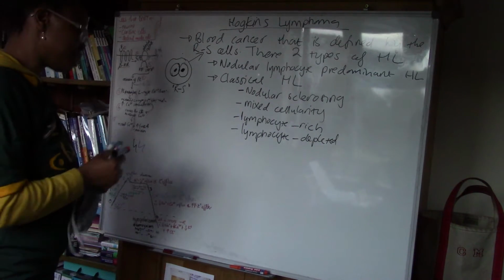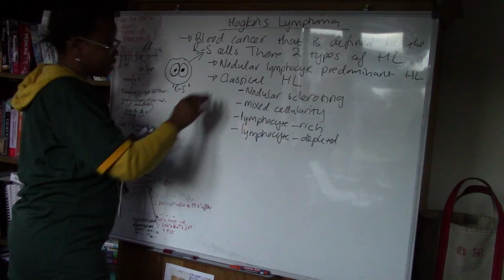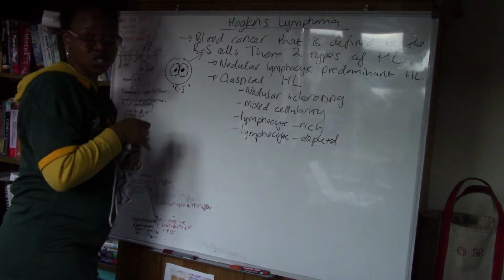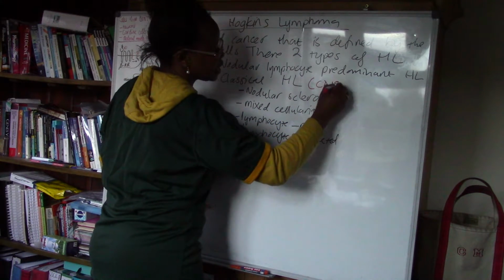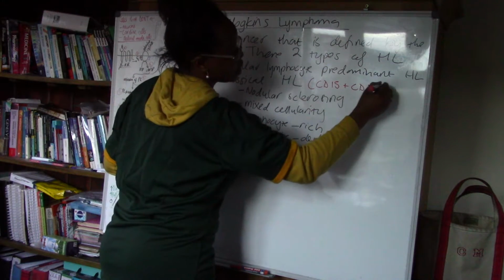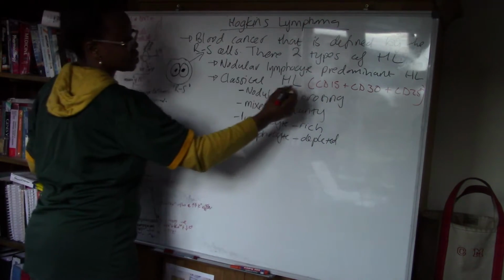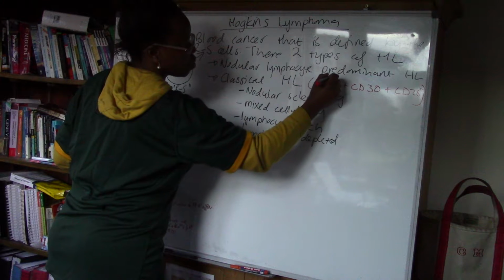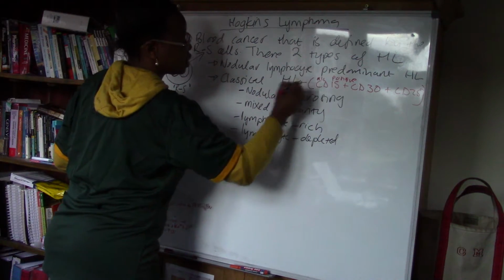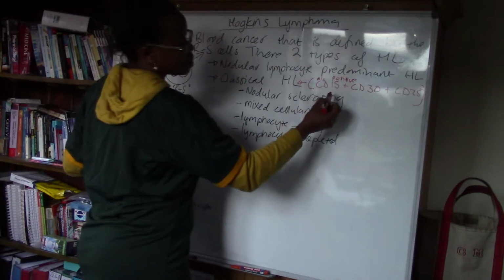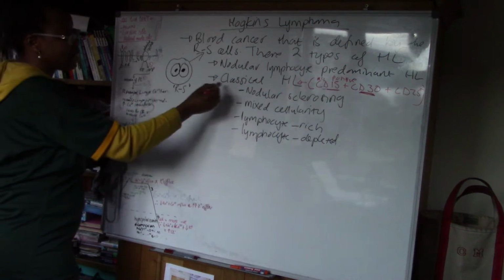And we differentiate between the nodular lymphocyte predominant and the classical by the presence of CD15 and CD30 and CD25. All classical will be positive, whereas the nodular lymphocyte predominant ones are negative. So the classical ones are all positive for this. Particularly, it's these two anyway, CD15 and CD30.